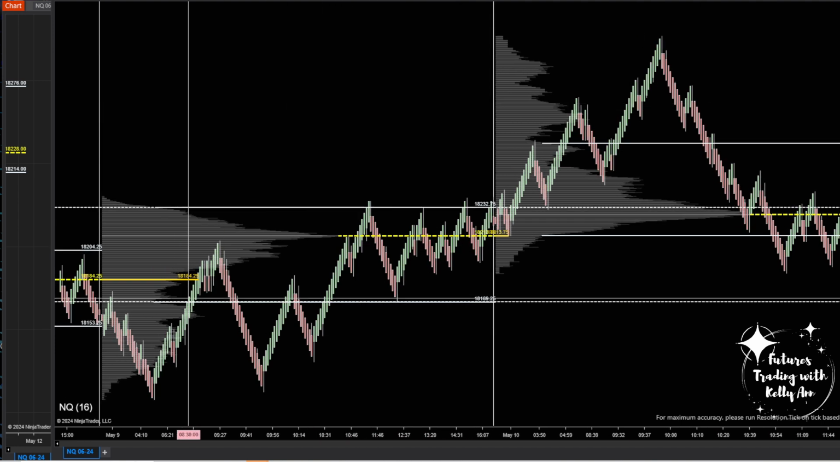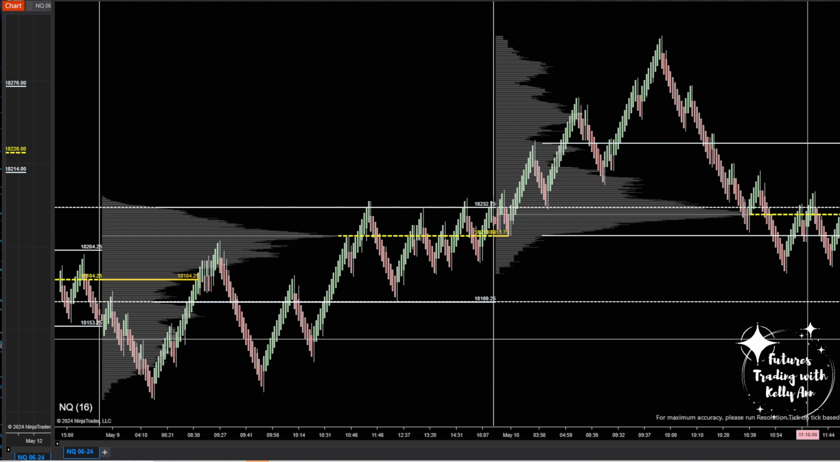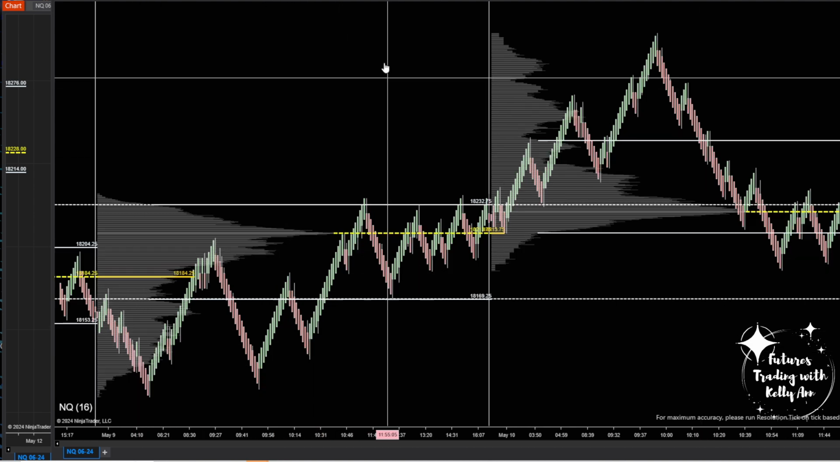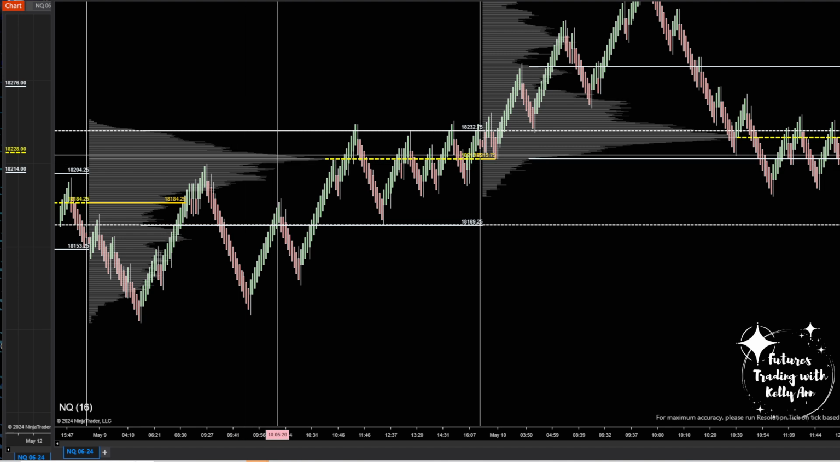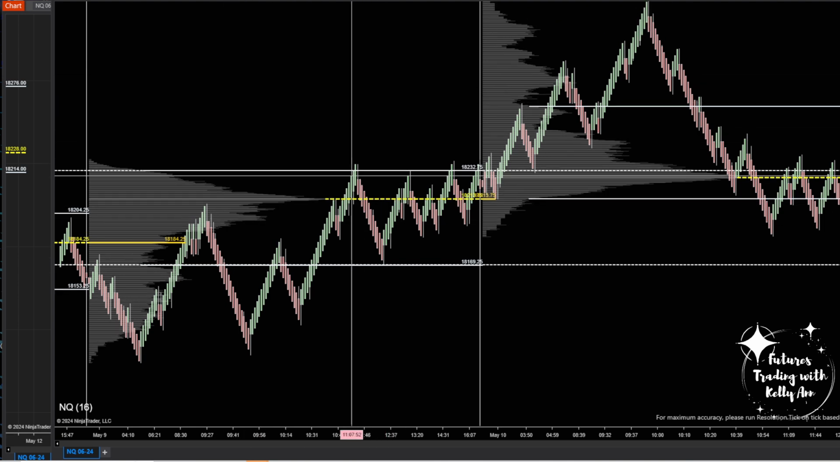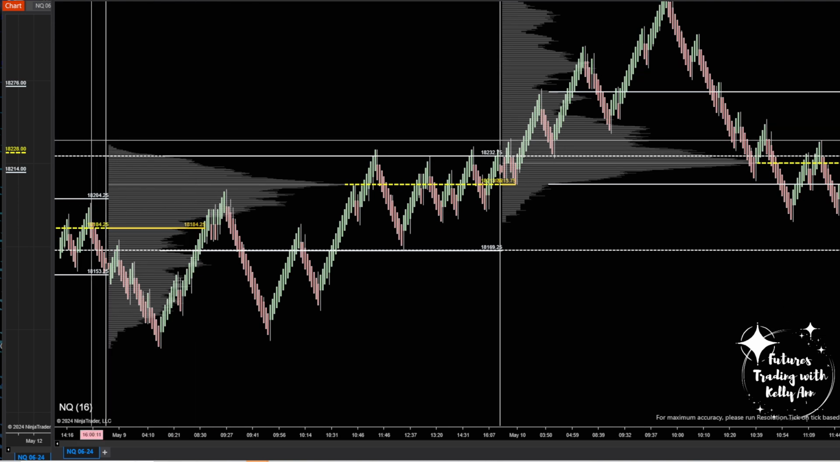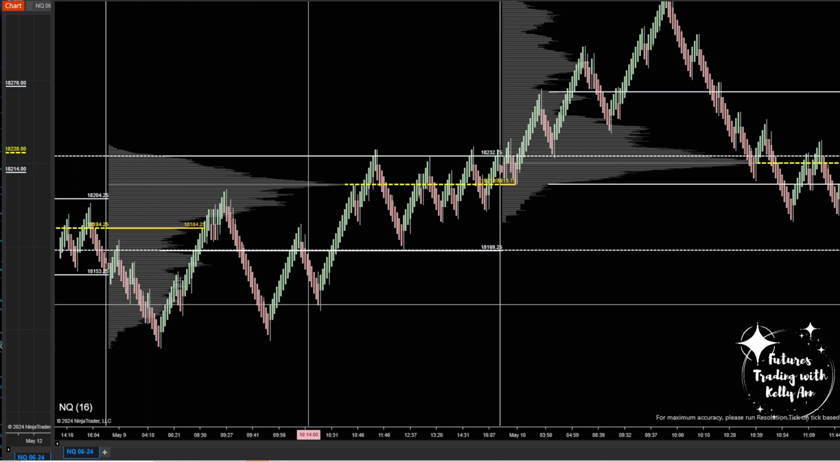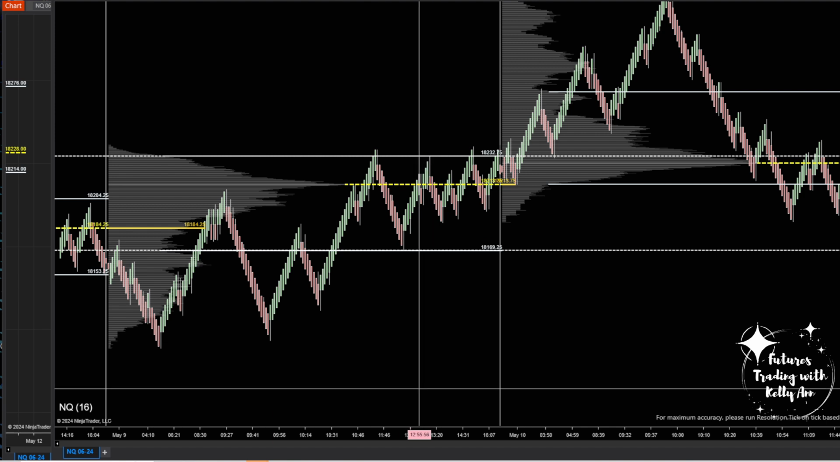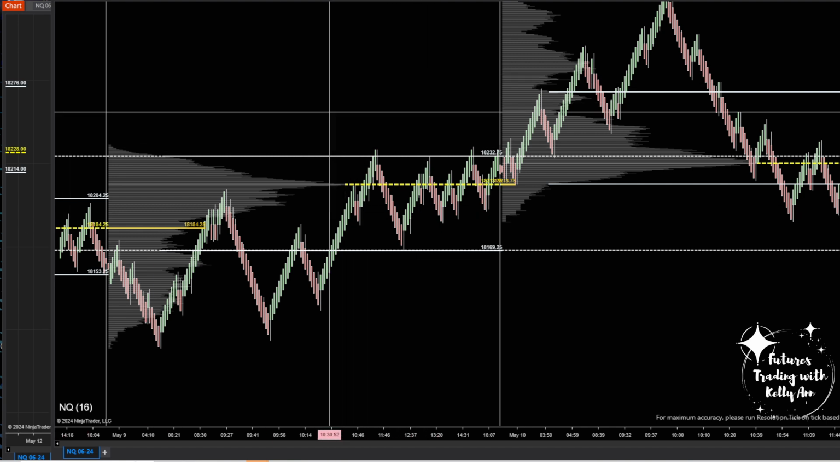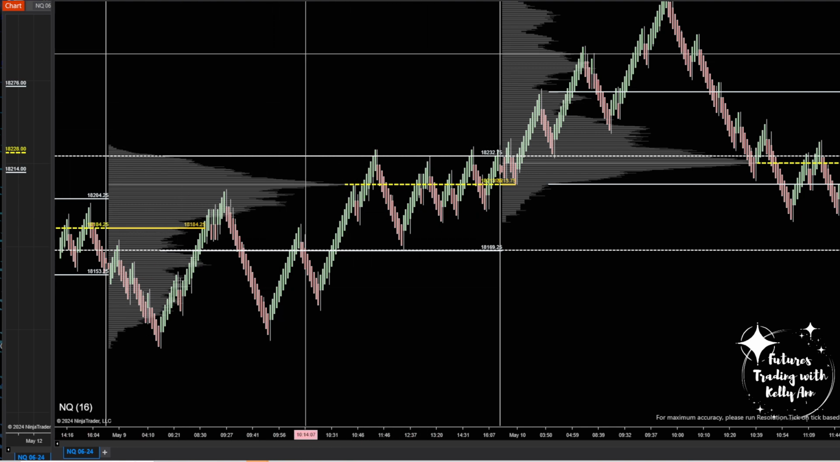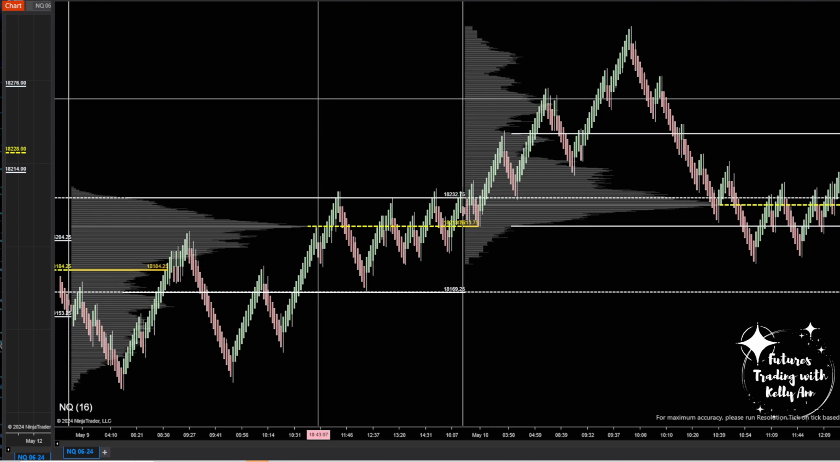Okay, so here's our prior day price action. We were in a trading range. We had a D-shaped profile, a little heavier on the higher side, which always tells me to look for breakouts on the upside. If we had a D-shaped profile, but there was more volume towards the bottom, I will look for the breakouts at the bottom. But we have more volume on the top. So I'm looking for a breakout on the top.